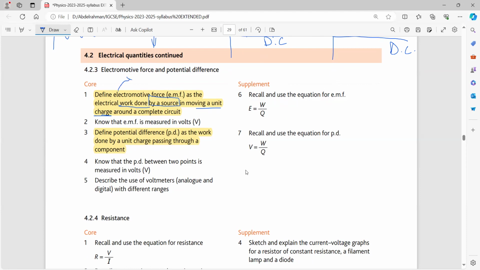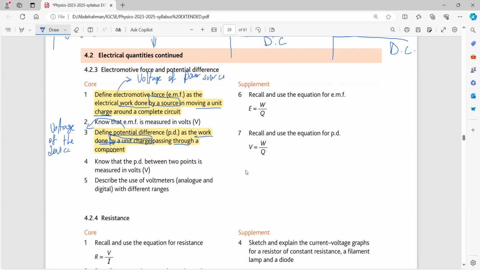Why? Because we know that the electromotive force is the voltage of the power source. Voltage of the battery, voltage of the alternating source, whatever. It's the voltage of the power source. But the potential difference, we know that the potential difference is the voltage of the device. What is the potential difference? It's the work done by a unit charge, this time by unit charge passing through a component, passing through a device.